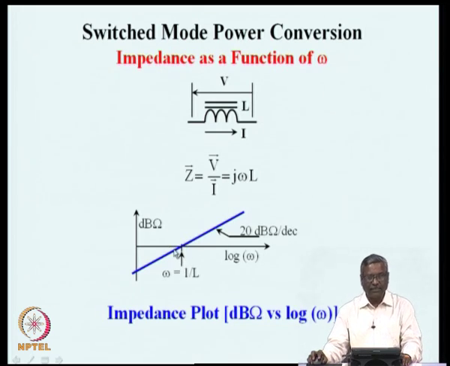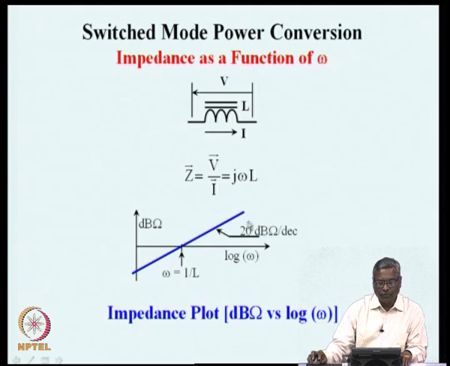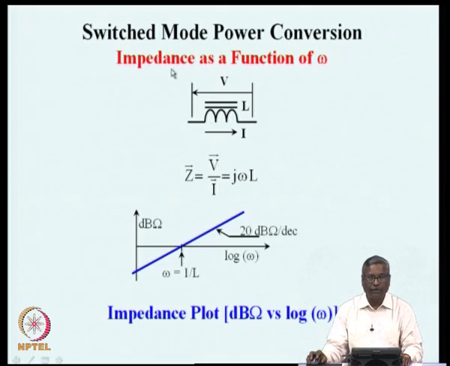This is a very simple test. If you have a network analyzer and connect the inductance to the network analyzer and sweep the frequency from minimum to maximum, you will find that the impedance will follow a straight line, and where it crosses 0 dB, that particular frequency is 1 over L. This is one important way of measuring an inductance.